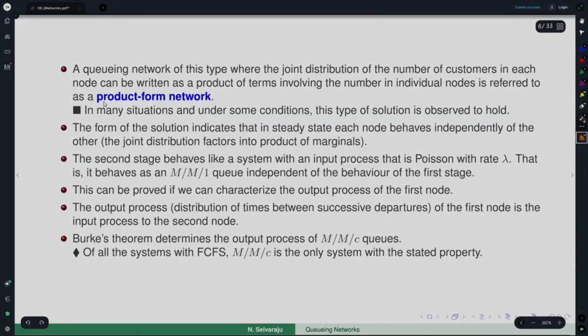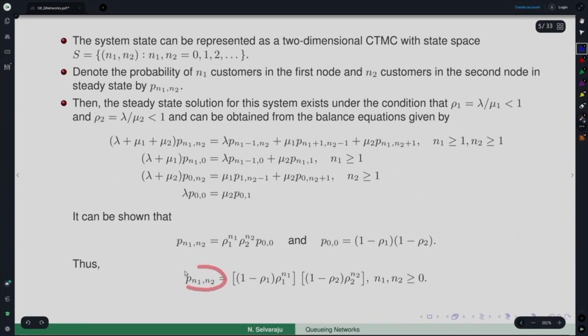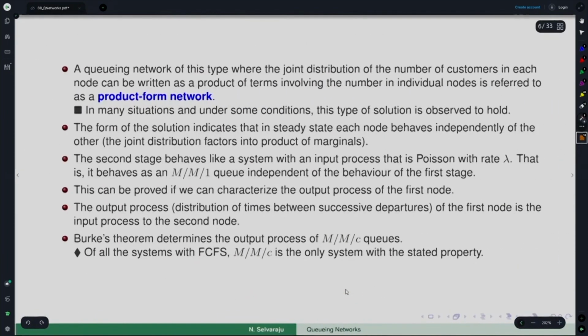So this is an example of a product form network, but it is a bit more than that even. Here the joint distribution factors into the product of the marginal distributions. If you look at this line, this is a proper probability distribution, this is a proper probability distribution, and this is the joint probability distribution. It factors into the product of its marginals. This is the nicest thing that you could have. This is also under this scenario, but this is sufficient for us to call this a product form network.